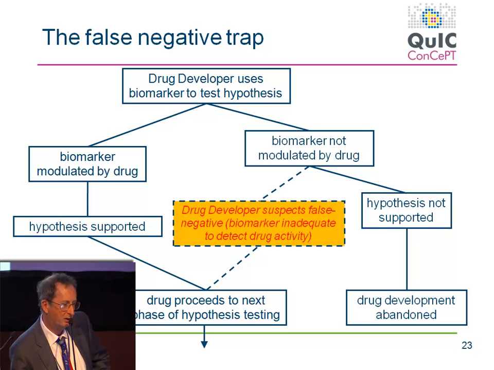Our aim in QUIC concept is to increase the space, increase the number of imaging biomarkers where we don't fall down that short circuit, where we've got nowhere to hide if the results are negative.